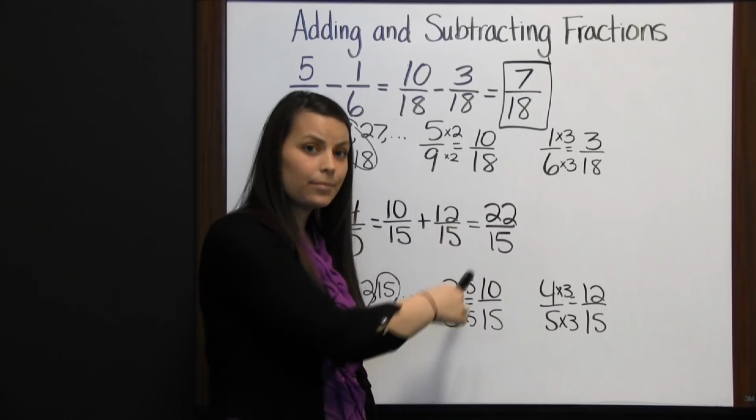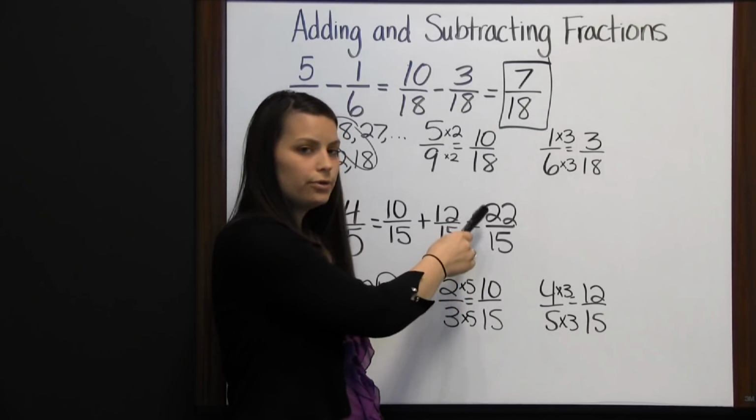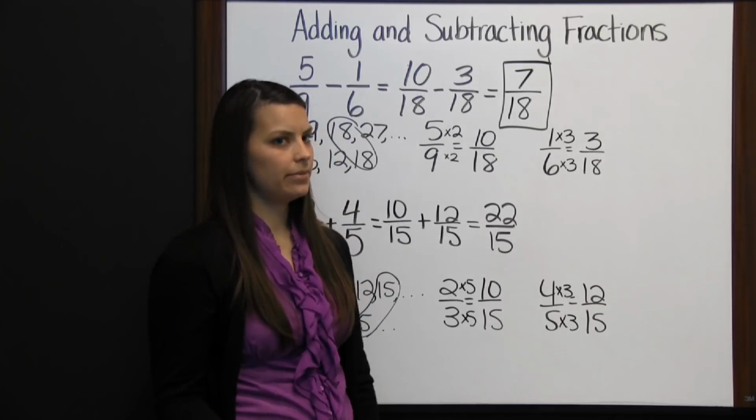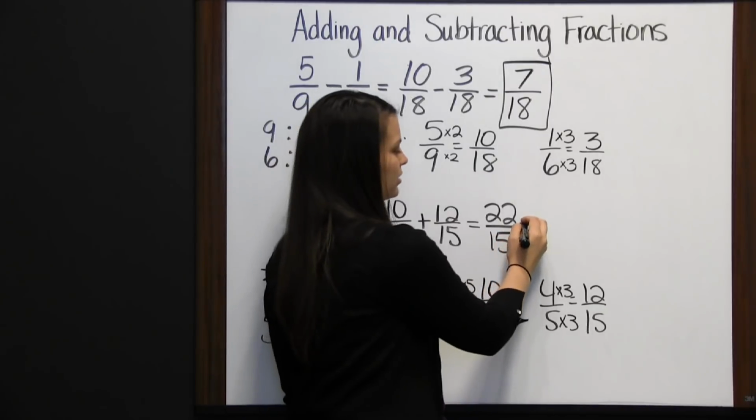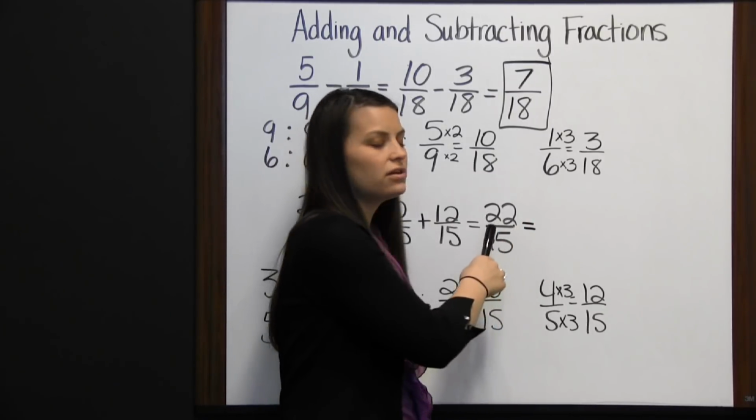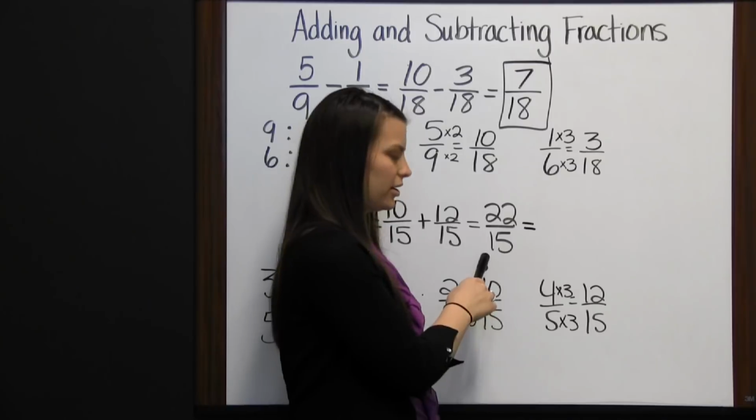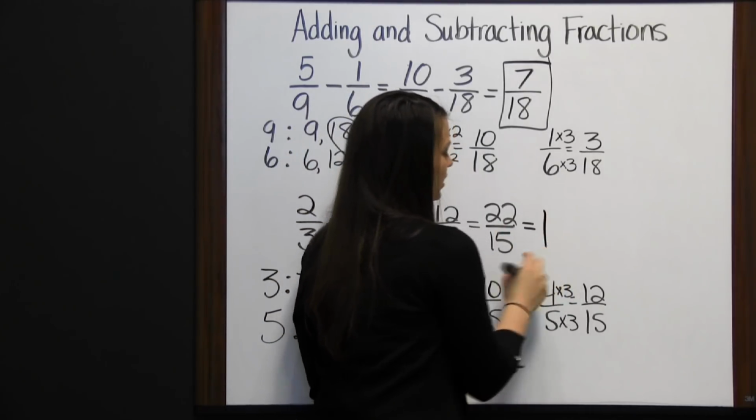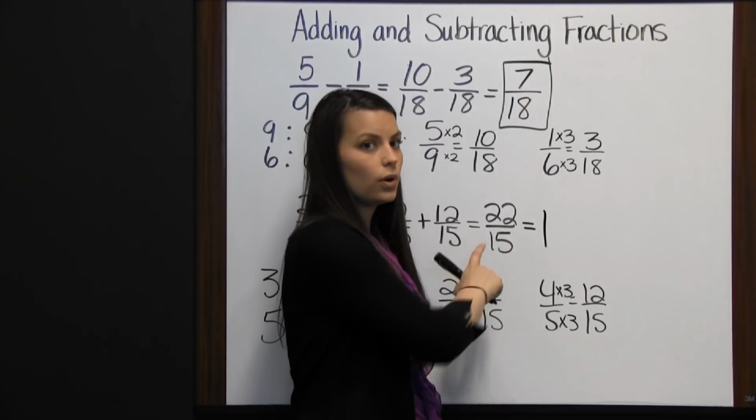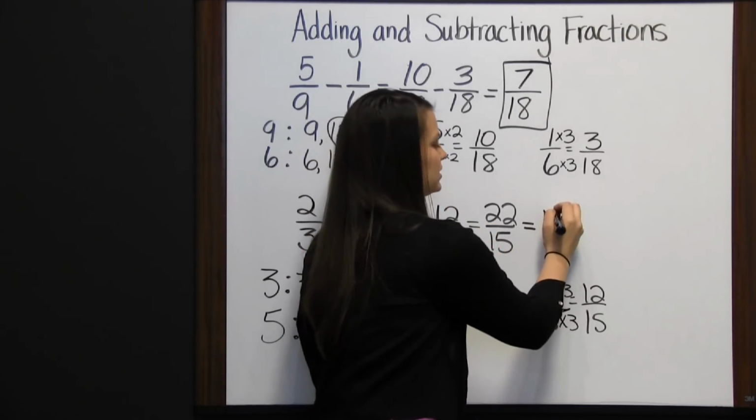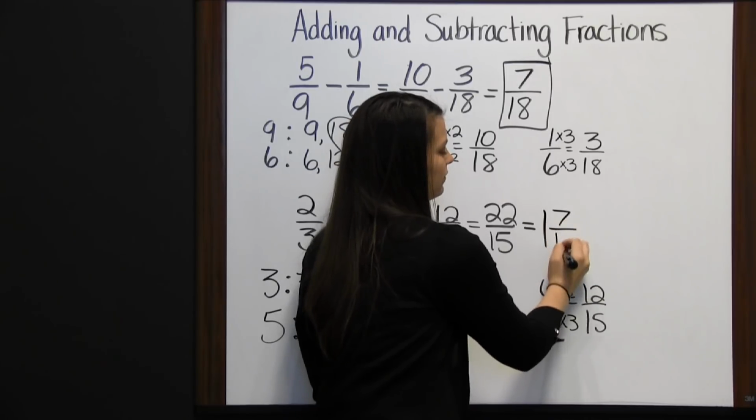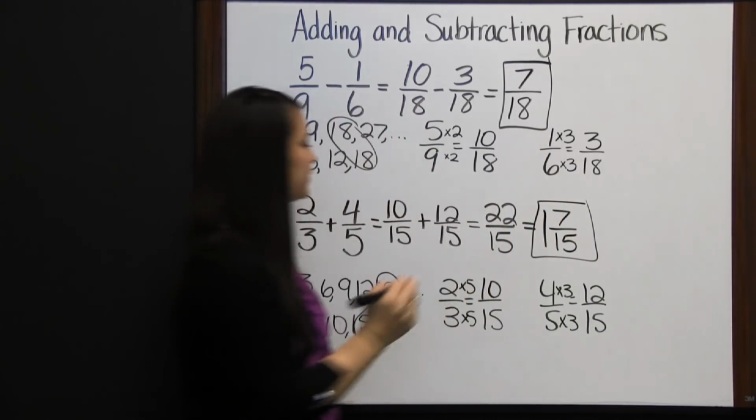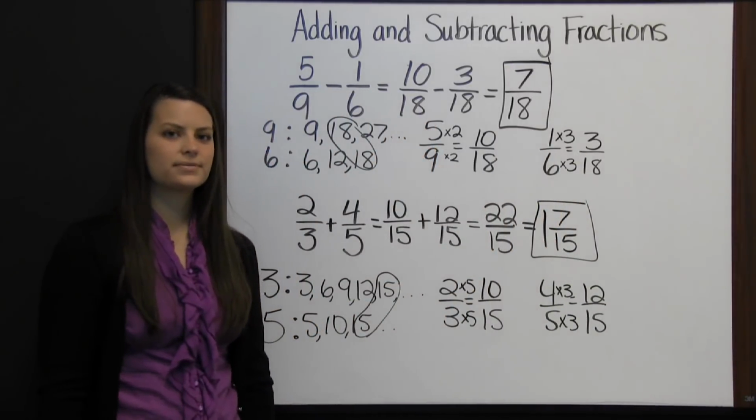And this is an improper fraction since our numerator is larger than our denominator, so we'd want to change it to a mixed number. To change this improper fraction to a mixed number, we're going to divide our numerator by our denominator. 22 divided by 15 is 1, since 15 goes into 22 one time, with 7 left over out of 15, and the denominator stays the same. So 1 and 7/15 is our result.